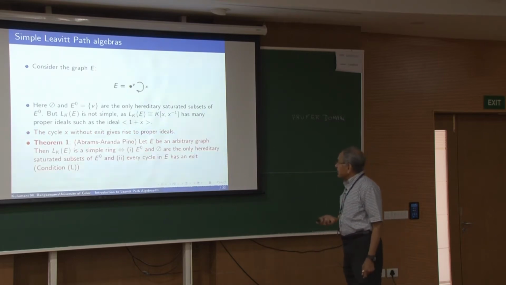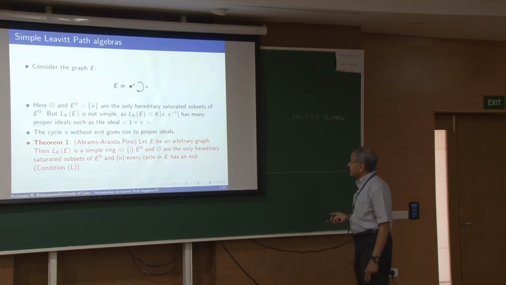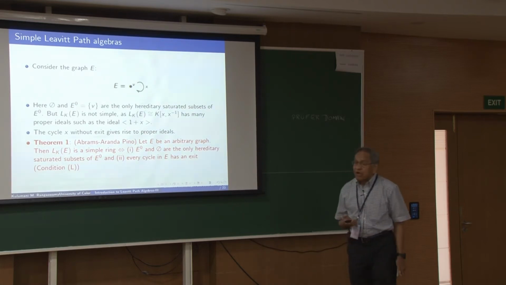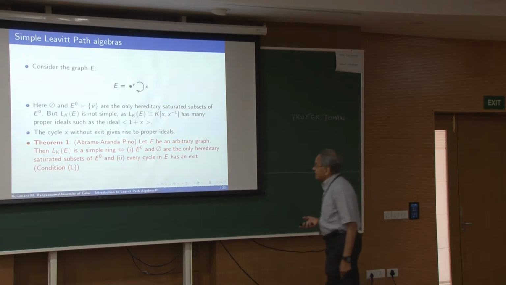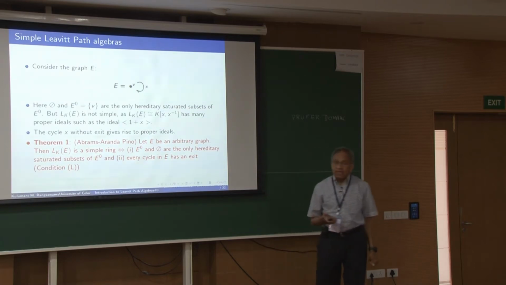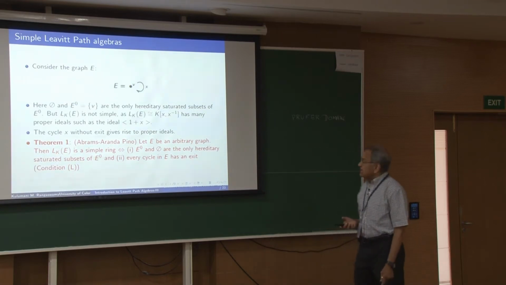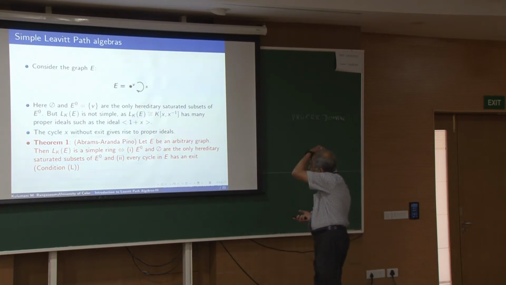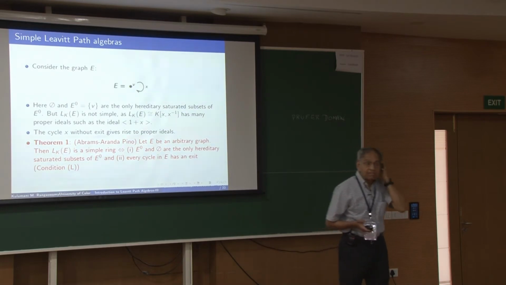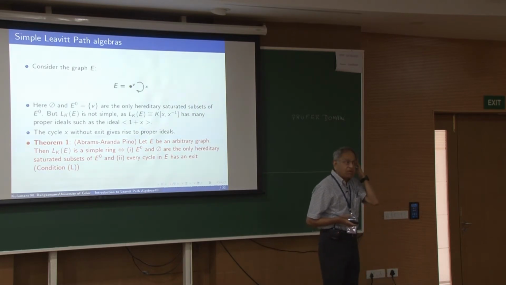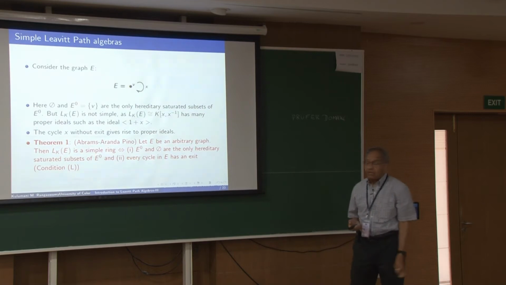So that was pointed out in a paper by Mr. Abrams, which says that if E is an arbitrary graph, then the Leavitt path algebra is a simple ring if and only if the entire vertex set and the empty set are the only hereditary saturated subsets. In addition, every cycle must have an exit. This is what we called yesterday Condition (L).